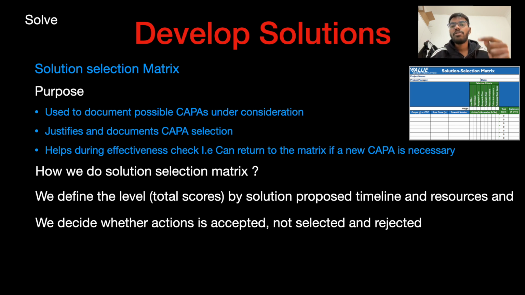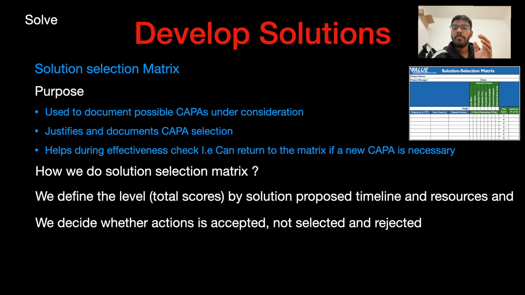You can justify using different combinations. You can give a ranking, you can set a priority. But one important thing is you need to keep a record for the future effectiveness check, so you can come back and review it later. Basically, in the matrix we assign a total score to each proposed solution, and then from the proposed solutions and the total score, we mark actions as selected, not selected, and rejected based on their practicality and risk level.